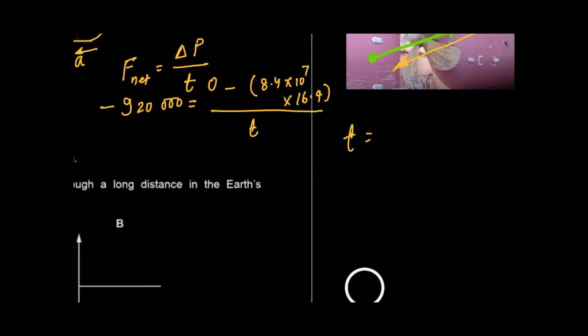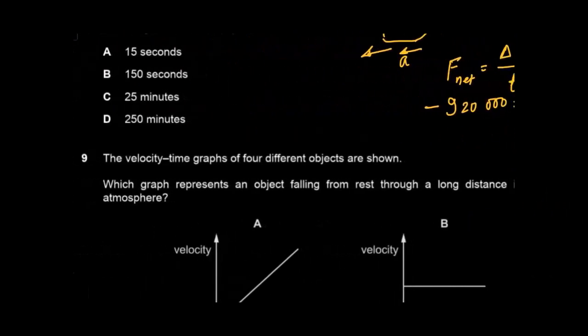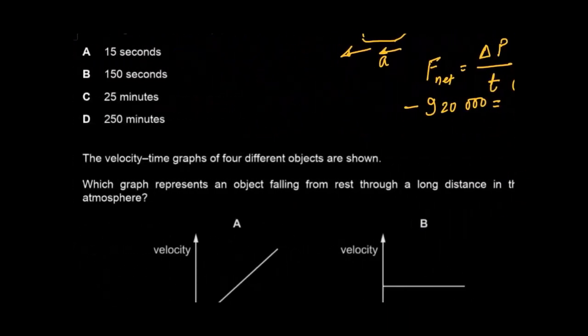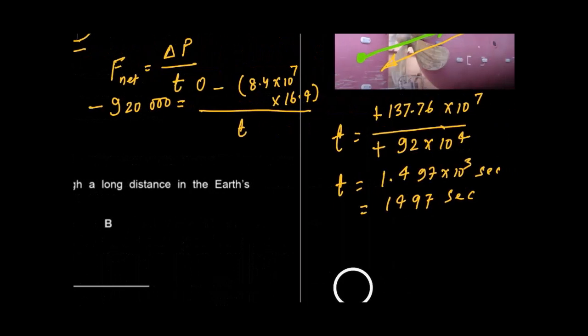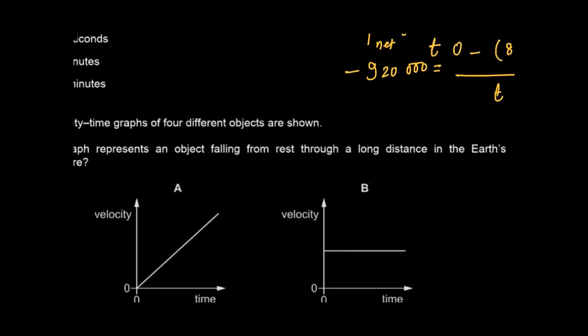So we can write t is equal to 1497 seconds. Because some answers are in minutes and some are in seconds, and there is no option matching the seconds, if we convert it to minutes, t comes out to be 24.96, which is equivalent to 25 minutes.